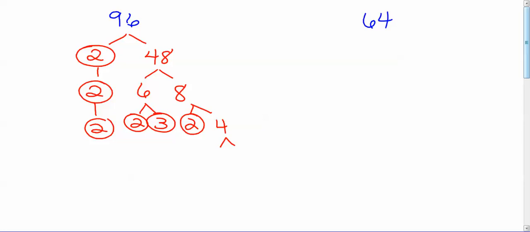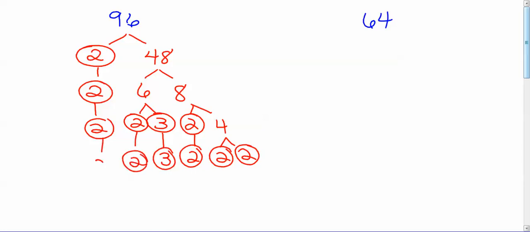We have to break down 4. Yep. So we got to keep going. Break it down. All right. Bring down all these prime numbers. That's a 3. That's a 2. There are a lot of 2s. When you do prime factorization, when you're at the bottom row, it should only be prime numbers, okay?